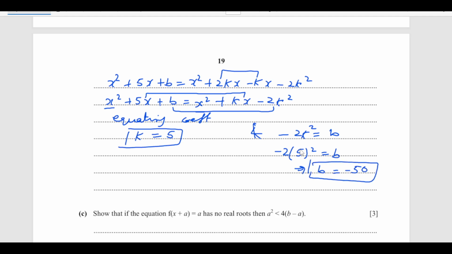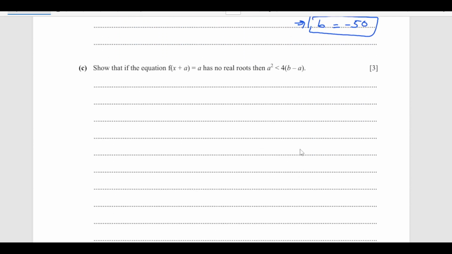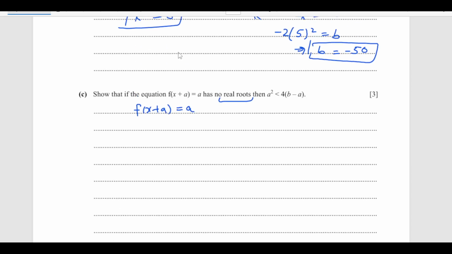Okay. Now, next one: show that the equation f(x) plus a equals a has no real roots. Now, for no real roots, the discriminant must be less than zero, that is the condition. So, f(x) plus a is equal to a. First of all, we will see: f(x) was, let me write down here, f(x) is x squared plus ax plus b. Okay.